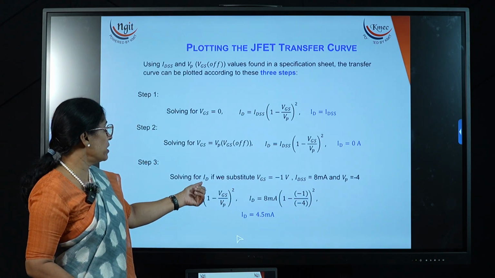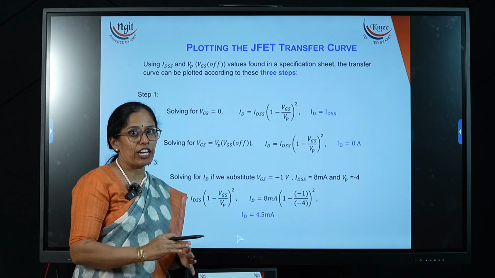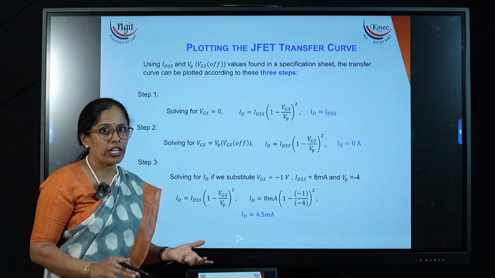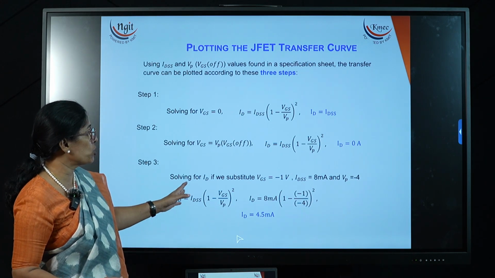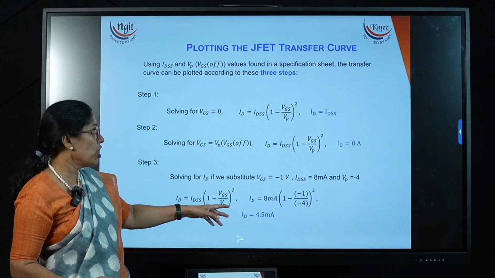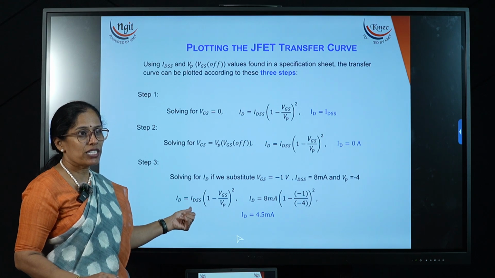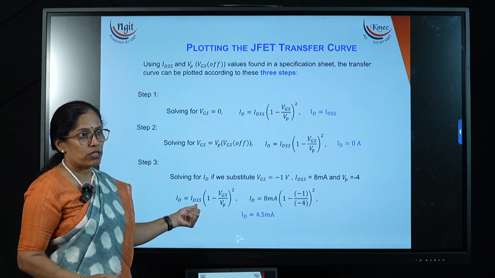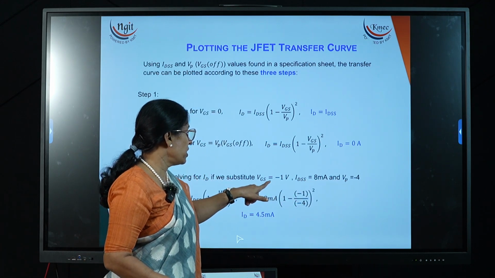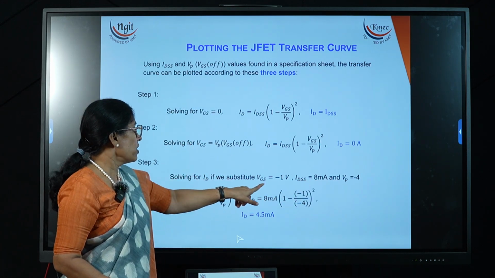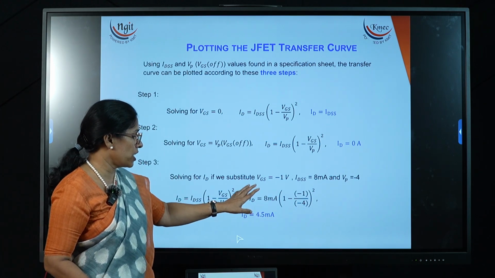Now if the VGS value is between 0 and the cutoff value, and we apply some voltage, then what is the current value, that we can calculate by substituting those values in this expression. For that we need the IDSS and VP values. These we can get from the data specification sheet. Here those values are given, and VGS is equal to -1. At -1, how much is the ID value, that we have calculated by using this expression.